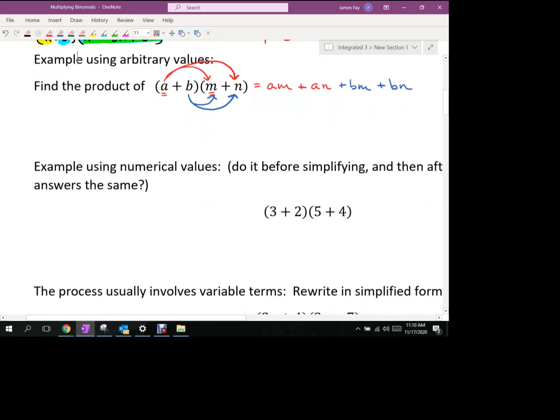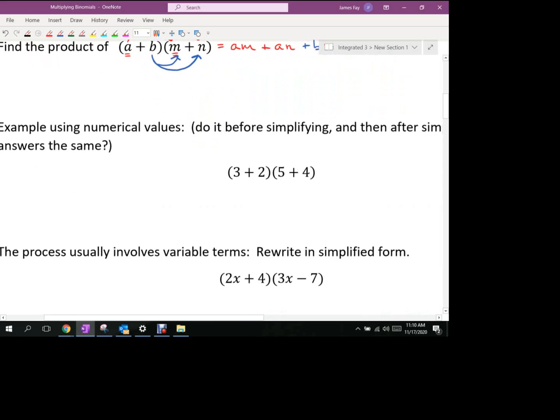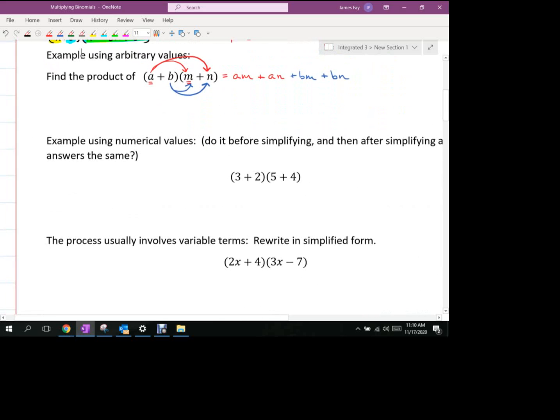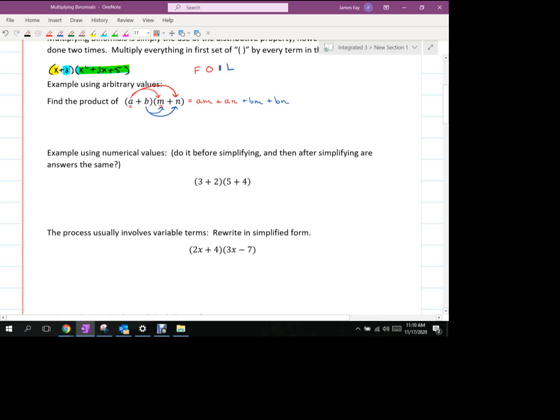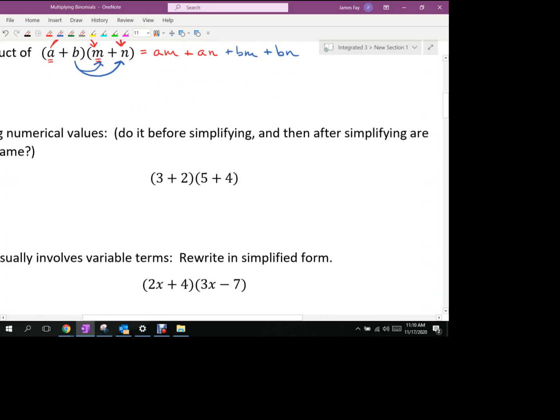Here's an example using numerical values. We could do this two different ways. It says do it before simplifying, and then after simplifying, are your answers the same? So let's show that this procedure actually works. If I were to do this using standard techniques, order of operations, combining like terms, that would give me 5, correct? That gives you 9, correct? And they're being stuck together through multiplication, so that gives me 45, correct? 5 times 9?